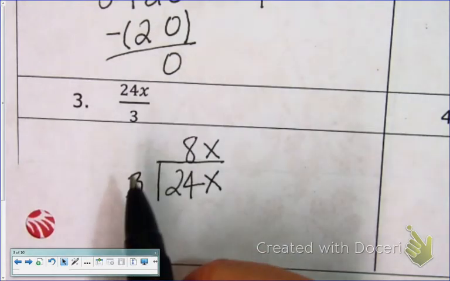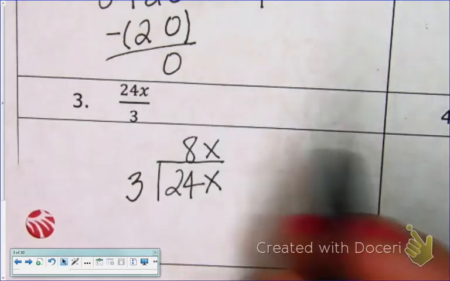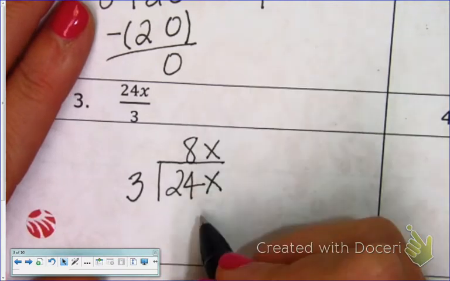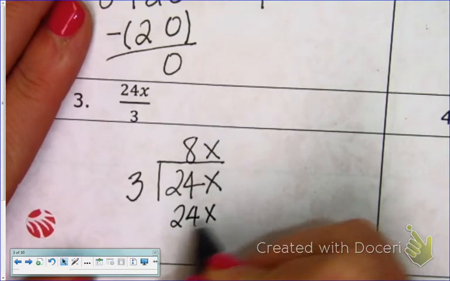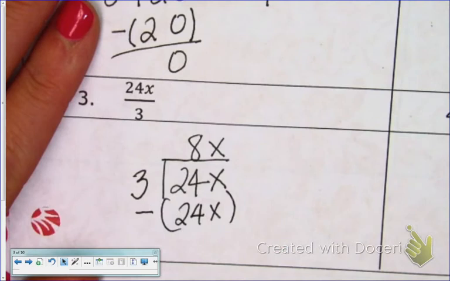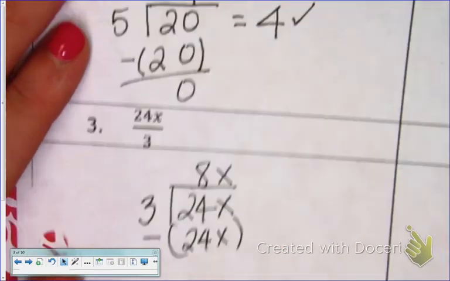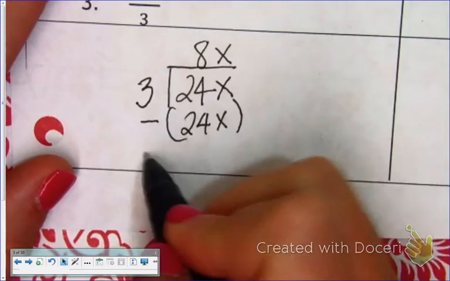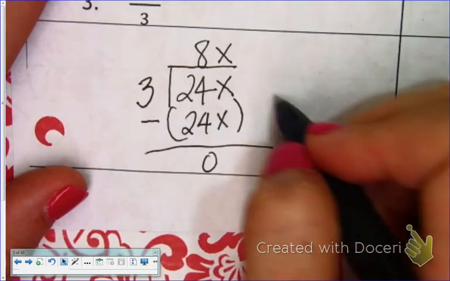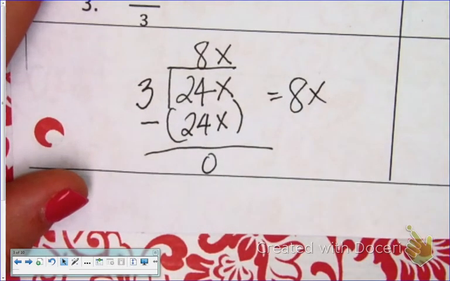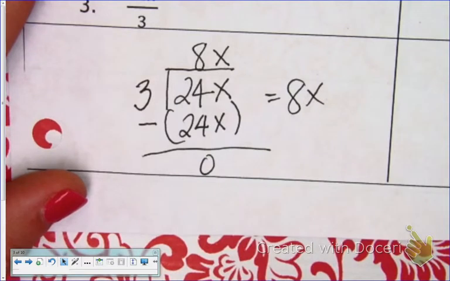What is 8x times 3? 24x. Now remember, we have to subtract everything that we brought down. So what does that give you down here? So our answer is 8x. Questions so far? Easy? Okay, you try number 4.